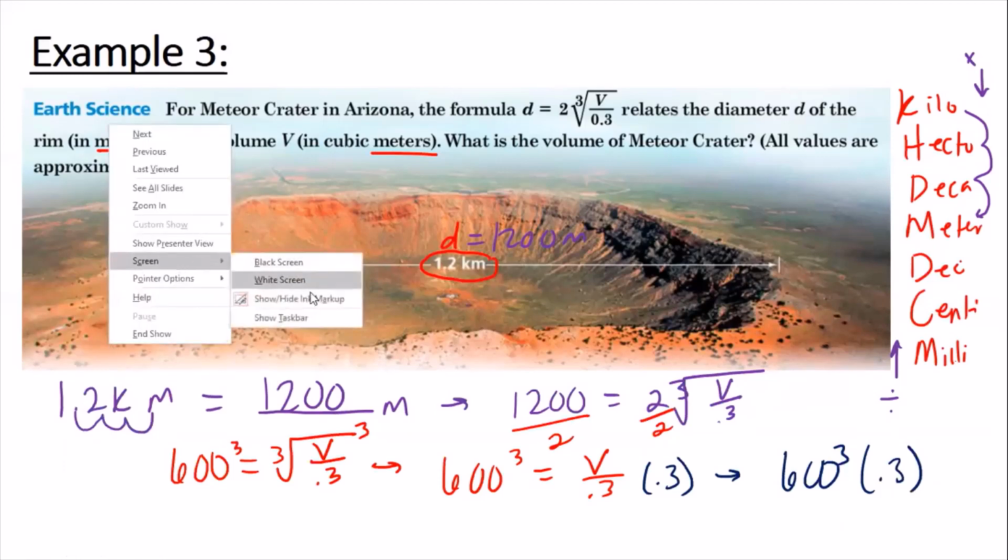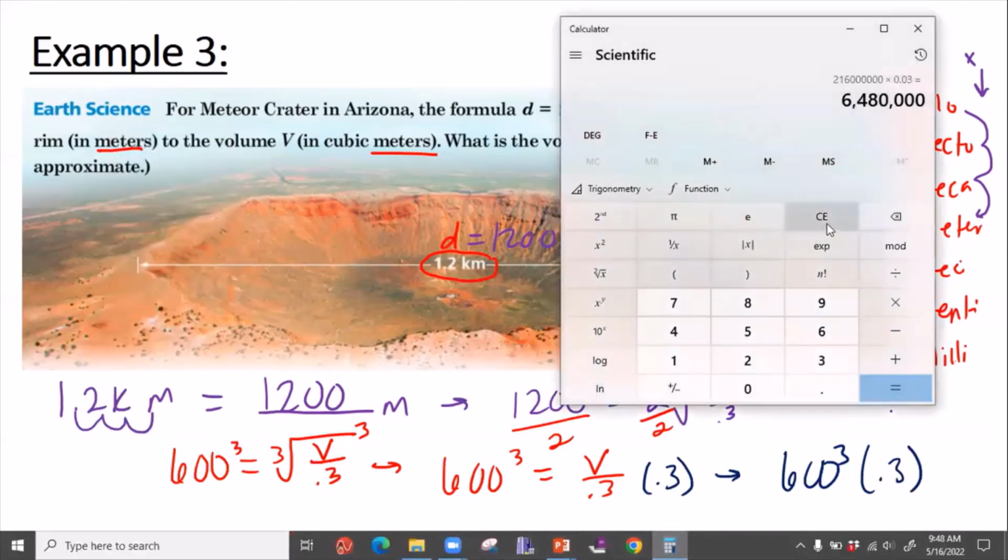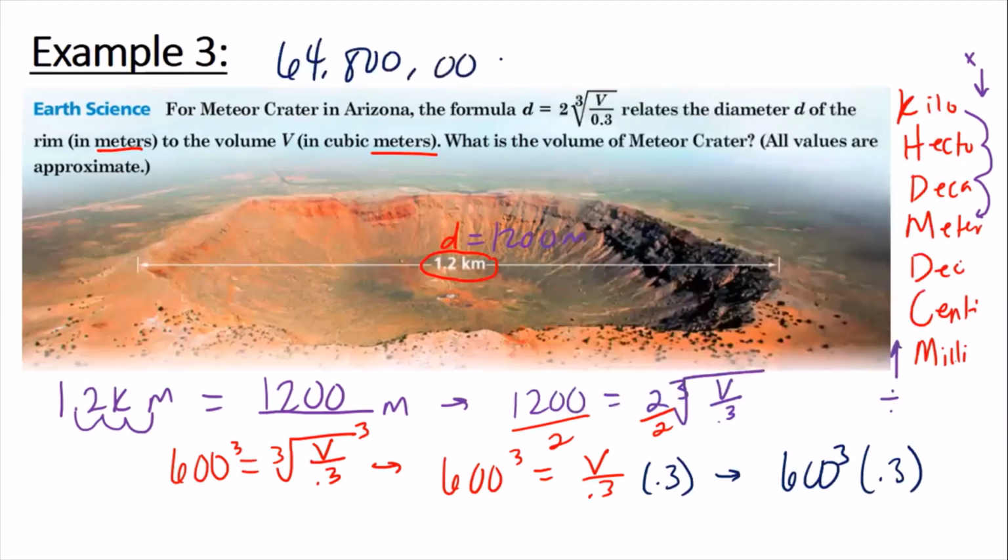So let me pull up my handy dandy calculator. I'm doing 600 to the third, and I get 216 million, times 0.3, and I get 64,800,000. So 64,800,000 cubic meters is the volume. So I'm gonna write 64,800,000 cubic meters.